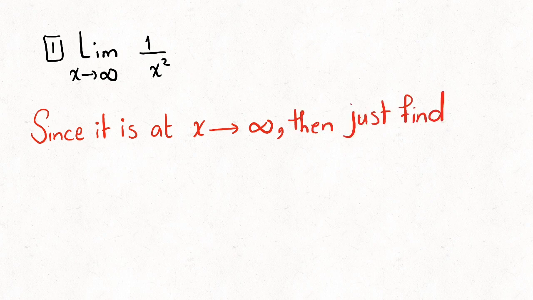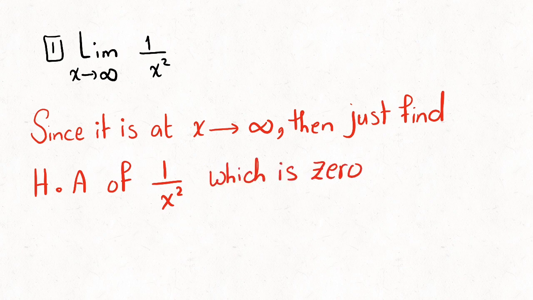Now, the degree of the numerator or the upper part is 0, and the degree of the lower part is 2. Thus, we have degree top less than degree bottom. Thus, the answer will be 0, and it's the same as the horizontal asymptote.